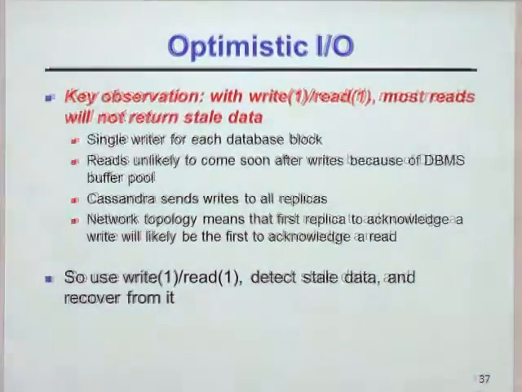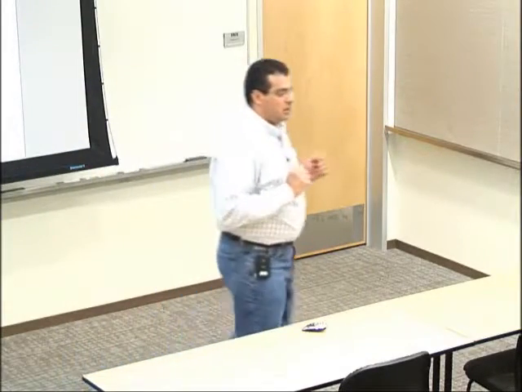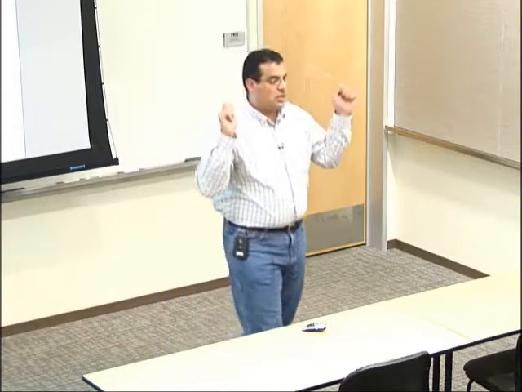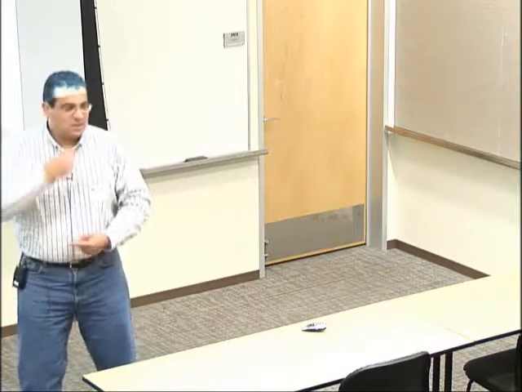So optimistic I.O. A key observation we had here is that even if we use write one and read one, most of the time, reads will not return stale data. Why is that? Are we just looking at the world with rose-colored glasses? No. There are reasons for that. First of all, we have a single writer for each database block. We have many different database blocks that belong to many different database tenants, but we have a single writer for each database block. And secondly, because these clients are database systems, they have a buffer pool. So when a database system writes a block, it's unlikely to immediately turn around and read the same block. The block is in the buffer pool, so there's likely going to be a period of time between the write and the next read of this block.